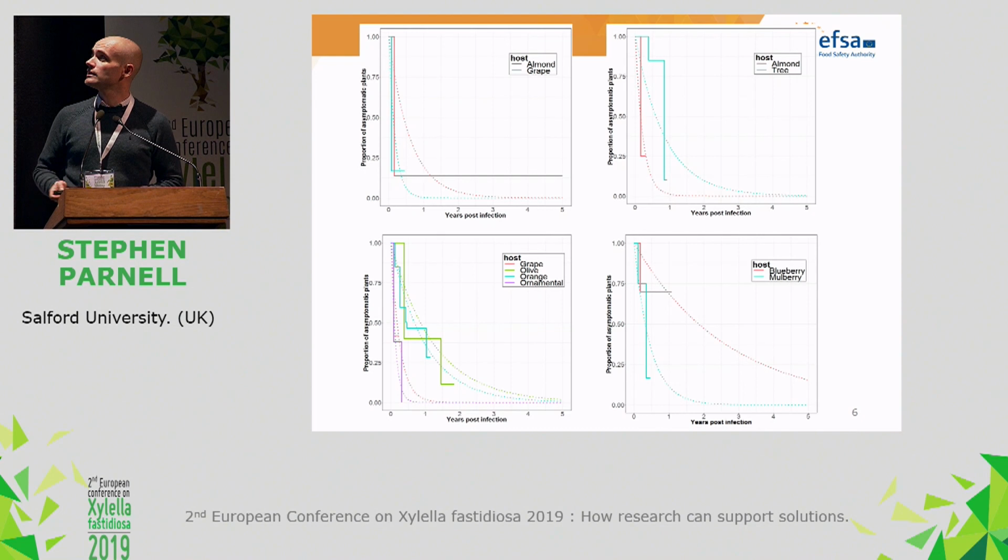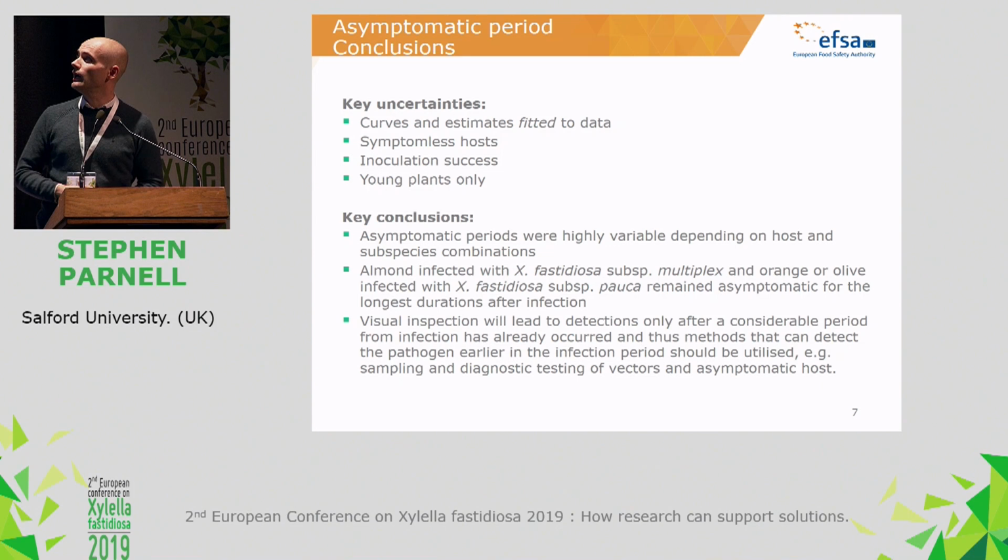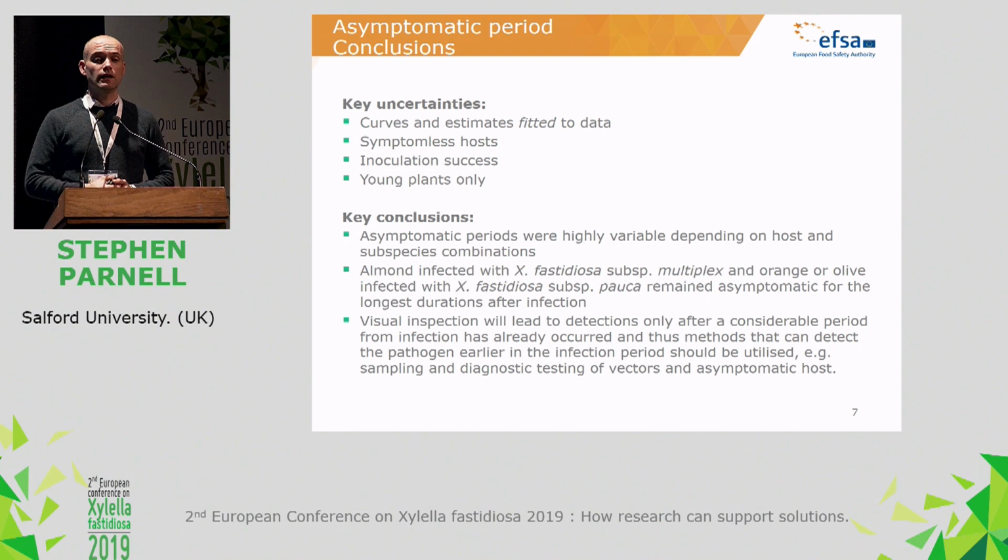And you can see the results here for different host and subspecies combinations. But all in all, what we found was that the asymptomatic periods were highly variable depending on the host and subspecies combinations, that in general, almond infected with multiplex and orange and olive infected with pauca showed the longer asymptomatic periods. But the uncertainties we need to bear in mind with this is that we were fitting to data. There may have been some symptomless hosts that would affect our estimates. There's questions about inoculation success.